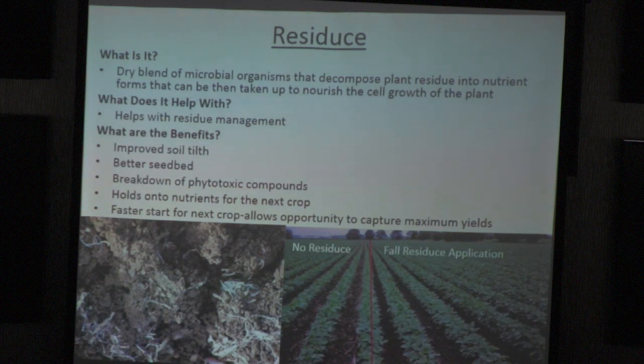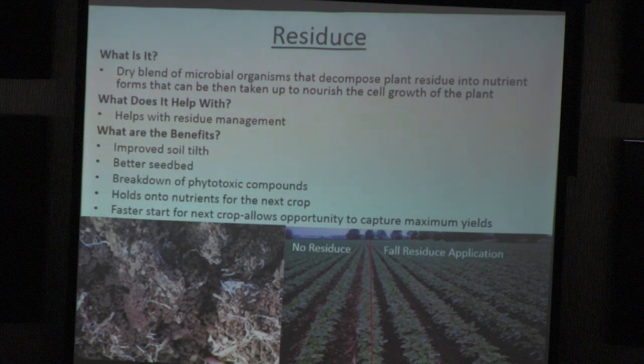And what are the benefits? So improved health, you've got a better seed bed, breakdown of the phytotoxic compounds, can hold nutrients for the next crop, and you have a faster start for your next crop, allowing the opportunity to capture maximum yield.